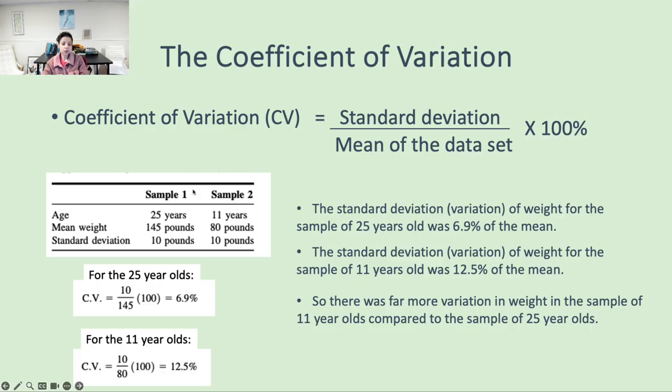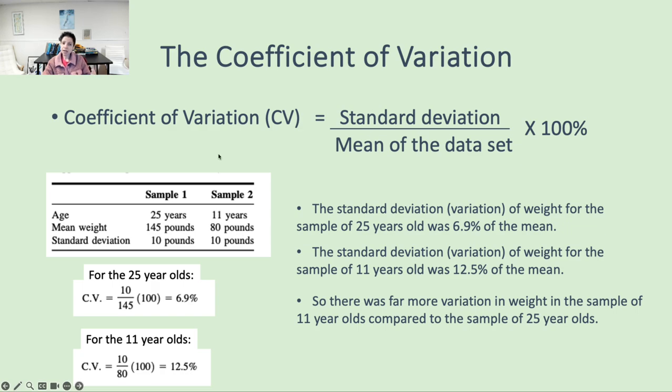So if we take two samples of individuals, a group of 25-year-olds and a group of 11-year-olds. We have an average weight in sample 1 of 145 pounds, with a standard deviation of 10 pounds. Sample 2, the 11-year-olds, the average weight was 80 pounds, but the standard deviation was still 10 pounds. It's very difficult to compare the standard deviations of those two samples because they're the same value. It's 10 pounds in both groups.